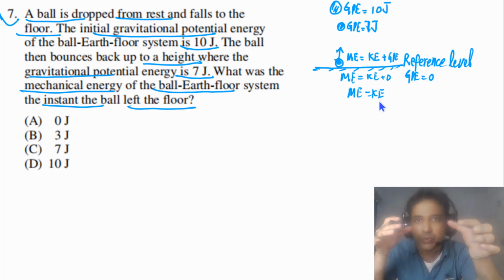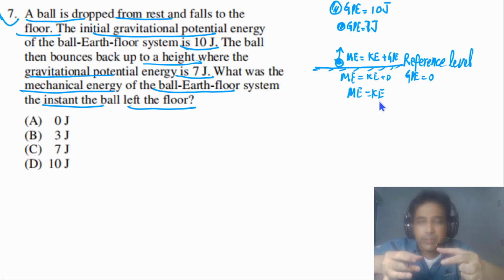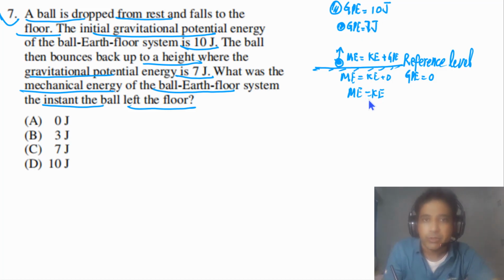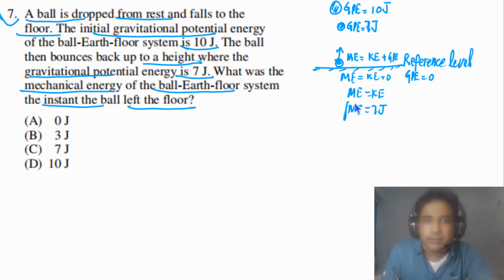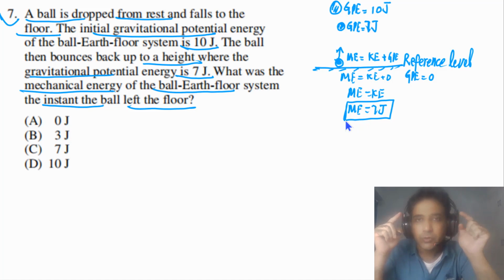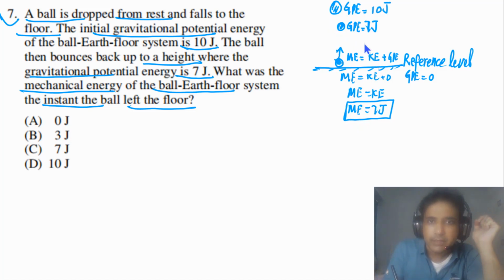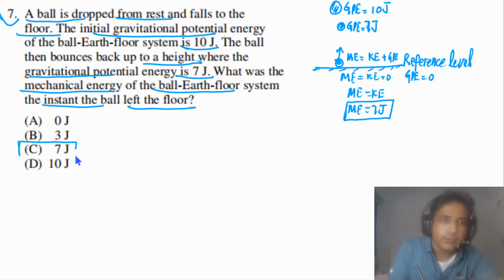As in this case there is no air resistance, when the ball rises, its kinetic energy will be converted into GPE. So at this point we can say kinetic energy has to be equal to 7 joules. So the mechanical energy of the ball when it just leaves the ground has to be equal to 7 joules by conservation of mechanical energy. So here the ball has kinetic energy, and at this point kinetic energy will be converted into GPE. So the answer for this question has to be C.